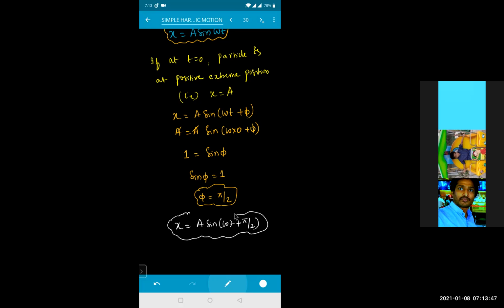Okay, this is the condition. Or else I can write sine of omega t plus phi as a cos function. So x is equal to a into cos of omega into t. In this chapter, we need a lot of trigonometric understanding, otherwise doing the problems will become very difficult.